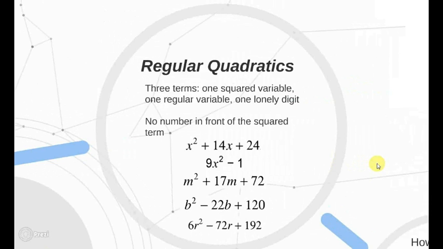Okay, so regular quadratics have 3 terms. One has to be a squared variable. One is a regular variable, meaning a variable that has an exponent value of 1, or an unwritten exponent. And then we have a lonely digit, i.e. a number that doesn't have a variable attached. Also, there cannot be a number in front of the squared term. We'll look at these 5 examples down at the bottom, and we'll walk through each of those ideas.